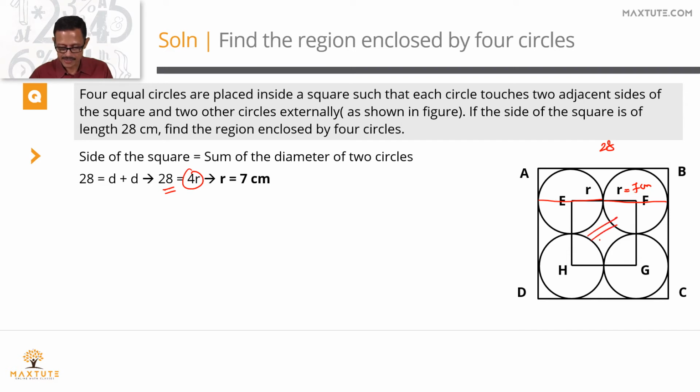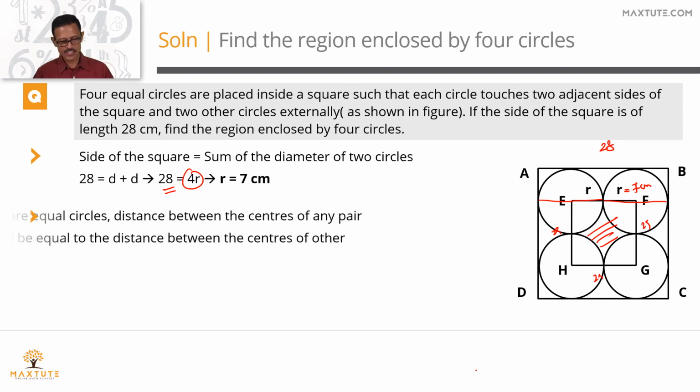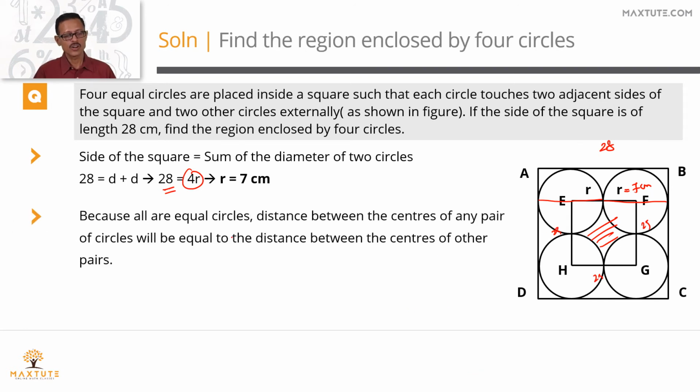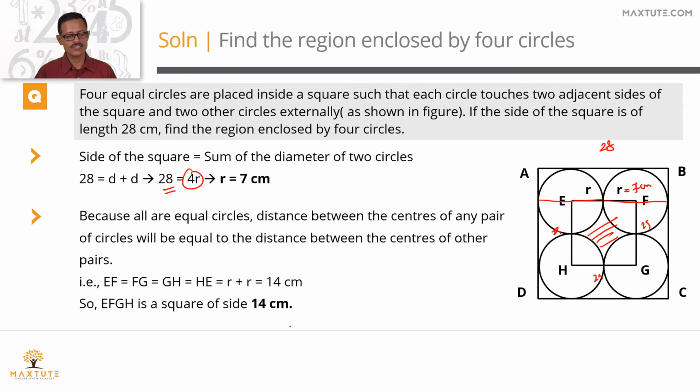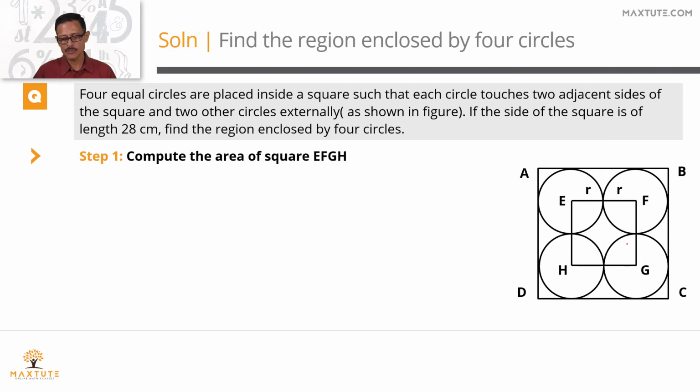We need to find out this area. This area is actually nothing but the area of the shape EFGH. We deduced all of these things to be equal to a 2r, which means that EFGH is going to be a square, because all are equal circles, and the distance between the centers of any pair of the circles will be equal to all other pairs, which means this is 2r, this is 2r, this is 2r, this is 2r. We have EFGH as a square of side r plus r, which is equal to 14 centimeters. We need to find out this area. How am I going to go about it?